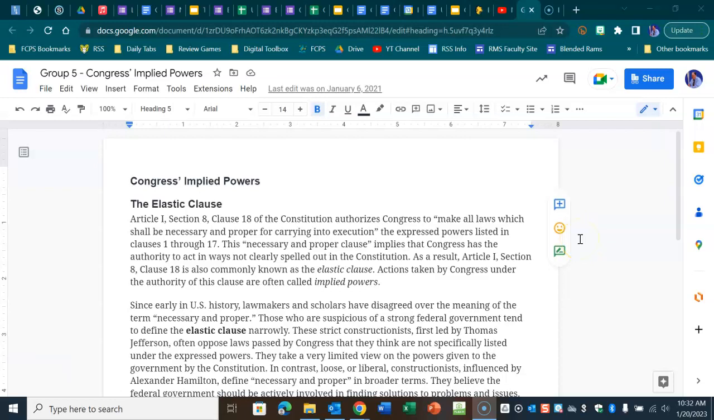Legislative Branch Jigsaw, Group 5, Congress's Implied Powers.